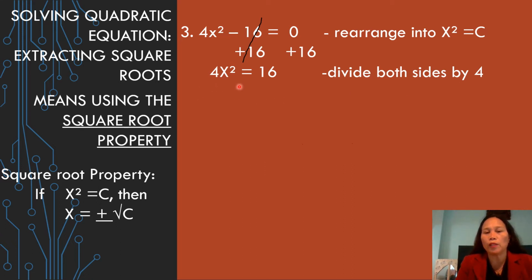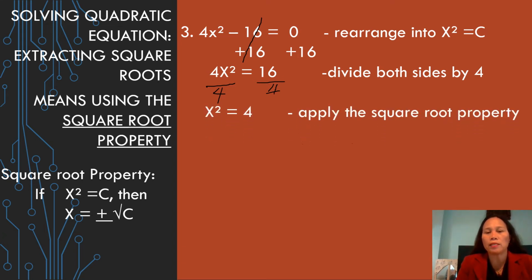So pag nag-divide tayo, divided by 4, divided by 4. So ano na maging sagot natin ngayon? Here, divided by 4, divided by 4. So what is x now? X squared is equal to 4. So ayan, mawawala. So we have x squared is equal to 16 divided by 4 is 4.